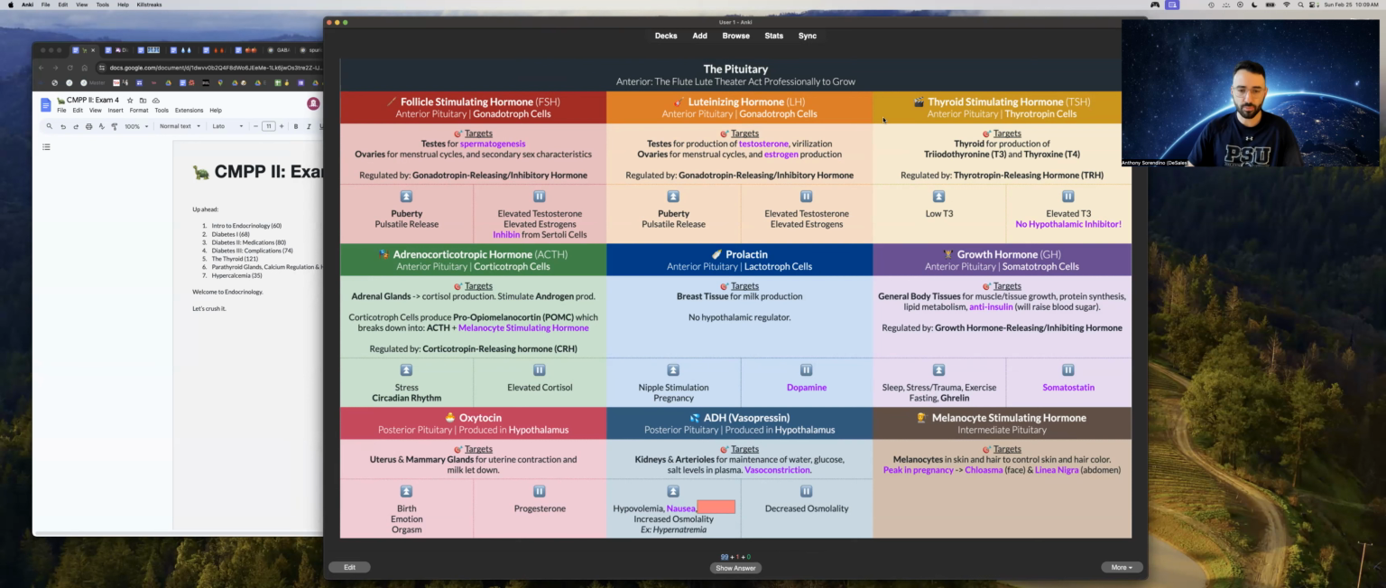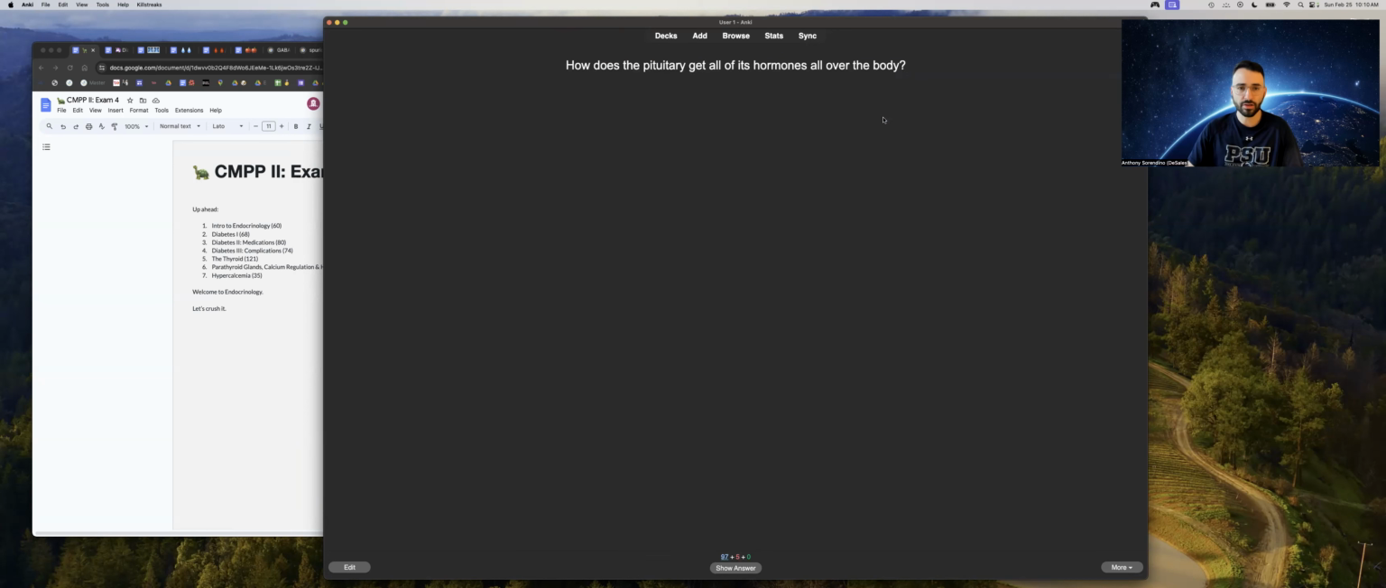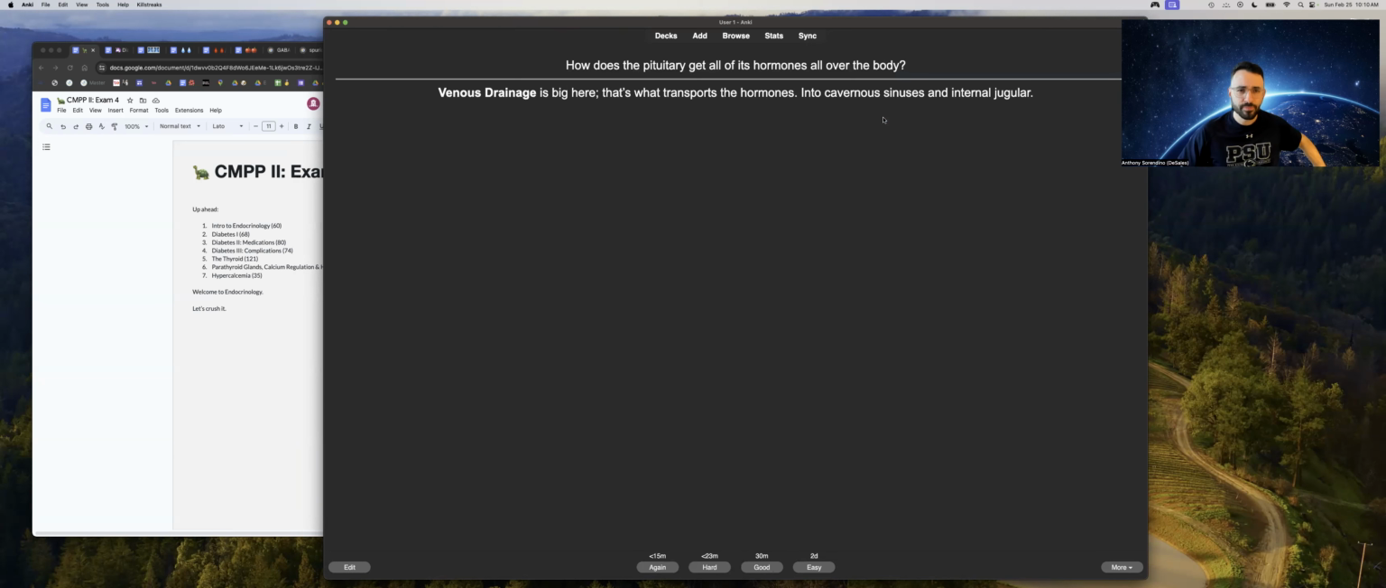Hypovolemia and nausea, what's going to bring in vasopressin? I don't know. Mannitol, okay. Elevated testosterone, elevated estrogen, blank from Sertoli cells. Inhibin, okay, we'll pause FSH or downregulate it. How does the pituitary get all of its hormones all over the body? Just venous drainage. Yeah, into the cavernous sinuses and the internal jugular.